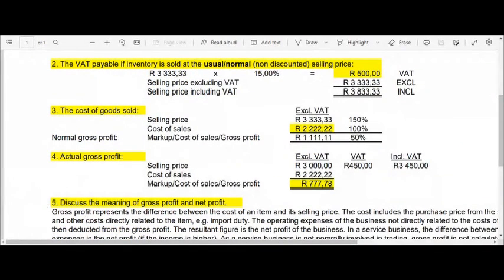Number 5, the meaning. The answers will be posted to Blackboard, then you can have a look. Then they want us to calculate the cost of the goods sold. What was the cost of the goods sold? Our normal selling price we now know is 3,333. Right? Our normal selling price, 3,333. What factor does that represent?